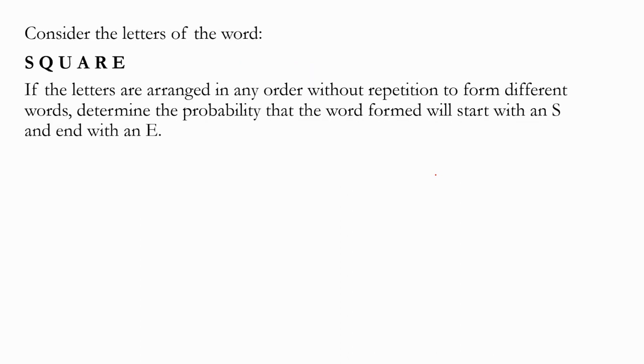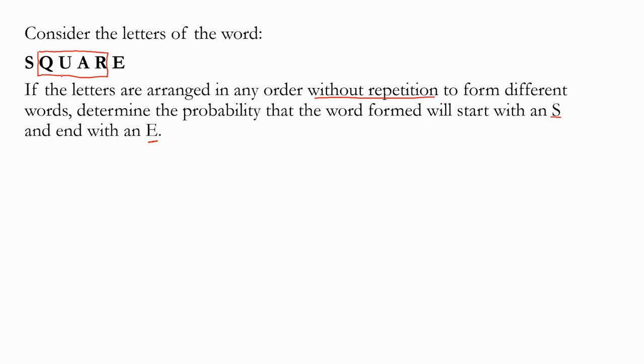Consider the letters of the word square. If the letters are arranged in any order without repetition to form different words, determine the probability that the word formed will start with an S and end with an E. Right, so now it means what? These 2 letters are fixed. We don't make any choice for the first letter and the last letter. So the letters that are going to be arranged in different ways are these 4 letters. Now it says without repetition. If I may ask, how many possible ways can these 4 letters be arranged?